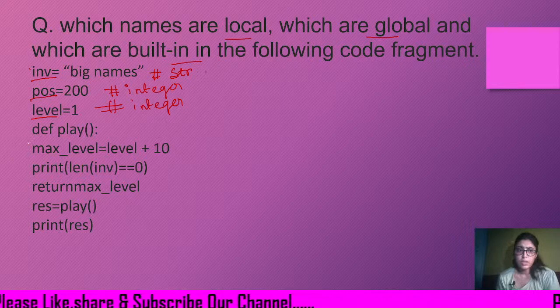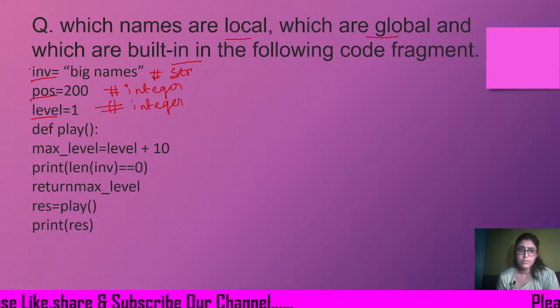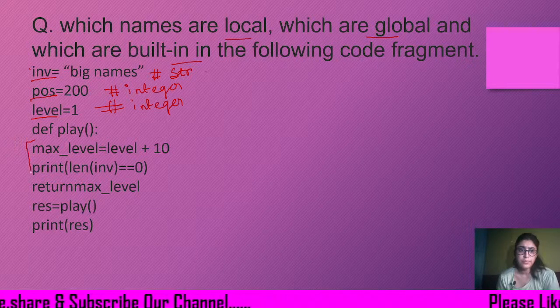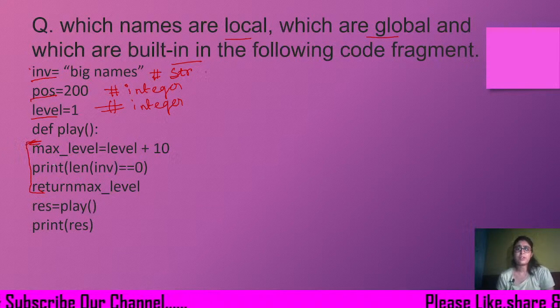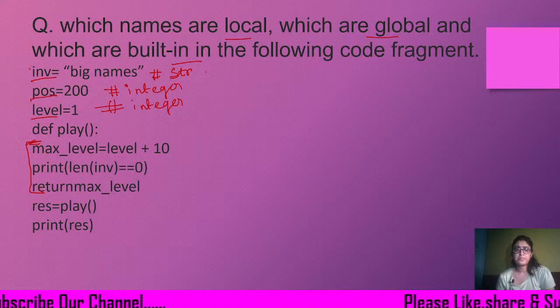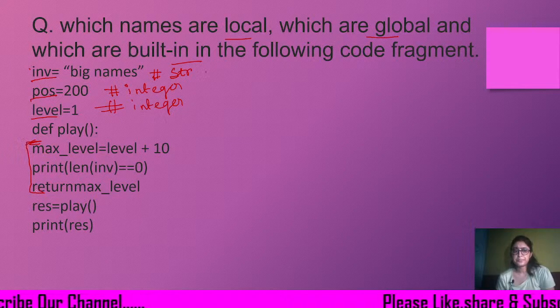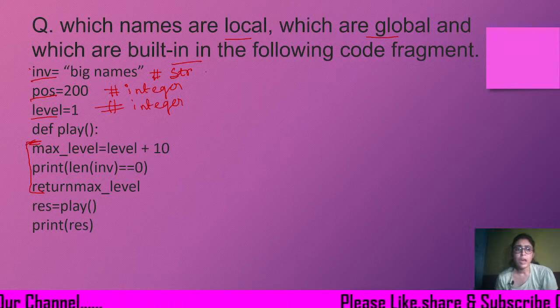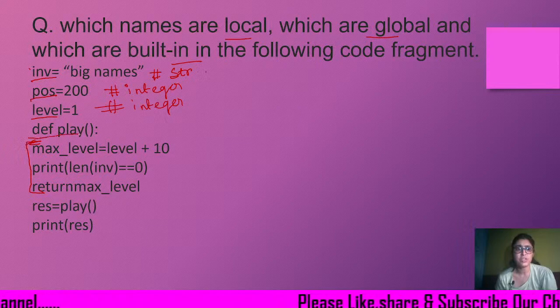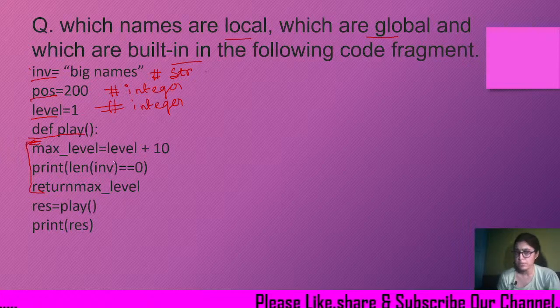One thing is wrong in this code, just note it down: the indentation is not given over here, so this part of the program will be inside the function. There is a typing mistake. So this is the definition of the function, the function header, def play, and here no argument has been given.